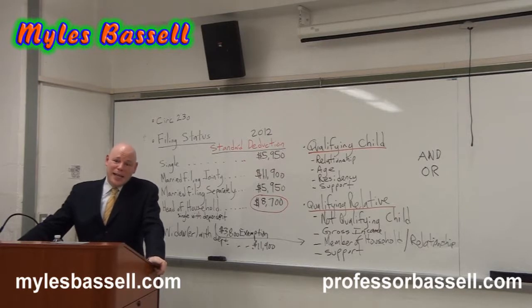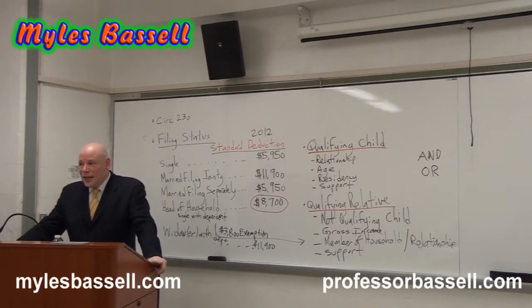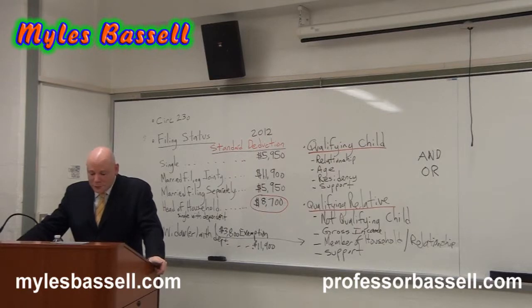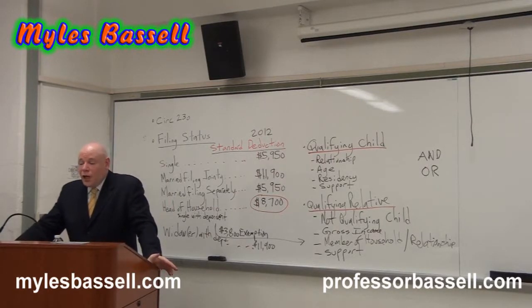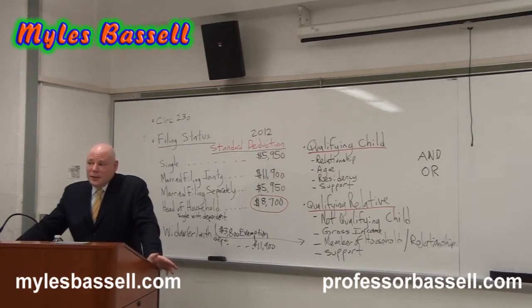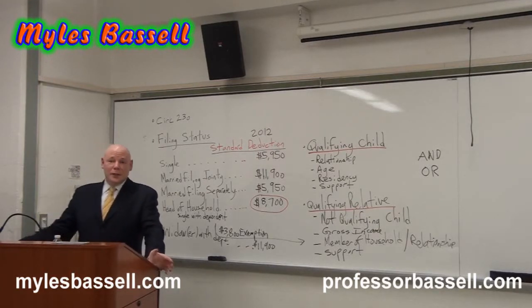So we have to go back and say, are they a U.S. citizen, a U.S. resident alien, or a U.S. national? Are they? So what do you think? Is it possible that they could be our dependent? What do the rest of you think?